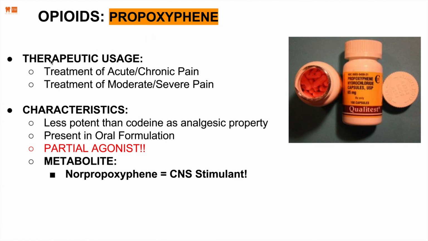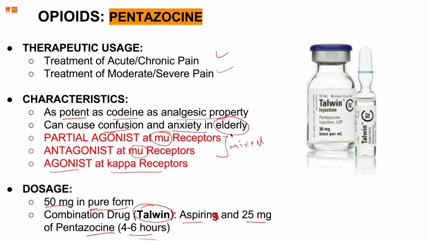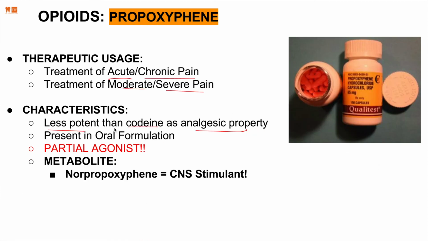Propoxyphene has a therapeutic use of the same acute chronic pain, moderate to severe pain. Characteristics are less potent than codeine as analgesic property. So unlike the previous drug, pentazocine, which is as potent as codeine, propoxyphene is less potent than codeine. It is present in oral formulations. Here they are, the tablets. And they are partial agonists.